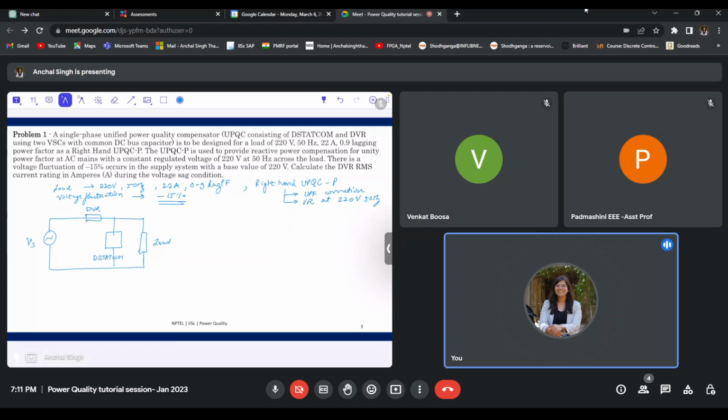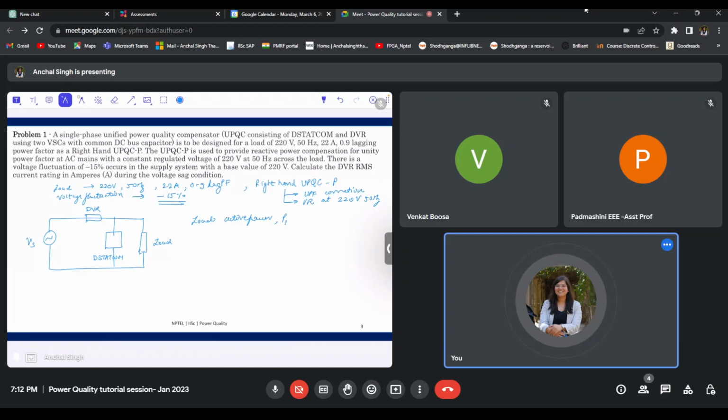Now they have asked me to calculate the current rating. After compensation, my current rating will depend on the unity power factor correction done by the DSTATCOM. So in order to calculate the current rating, first I need to find the current in the system, the total power that the load requires. Because after unity power factor correction, only active power will be supplied by the source, right? So let me calculate the load active power.